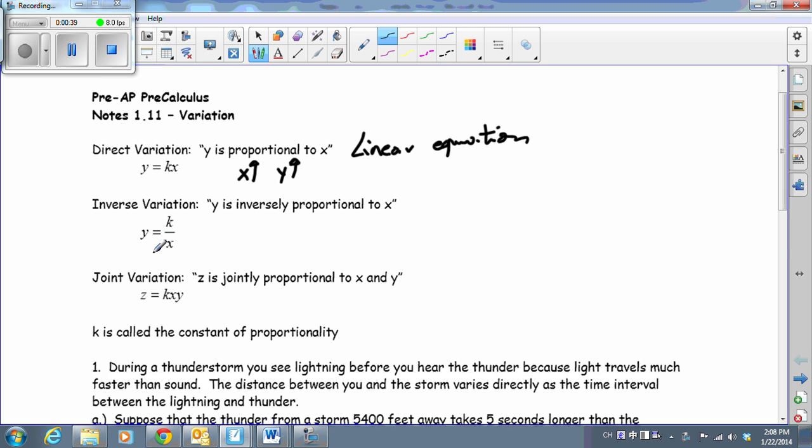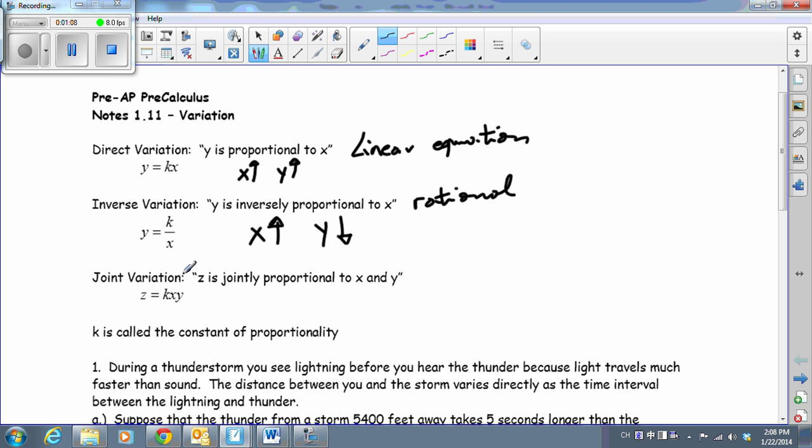Compared to the other one, the inverse variation, y is inversely proportional to x. Note that all of them are proportions. This one, as x increases, y instead is decreasing. The parent function for the first one was linear. Compared to the second one, the parent function is rational, because that's your 1 over x.